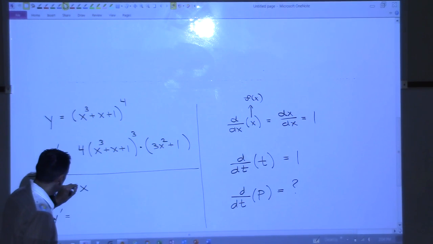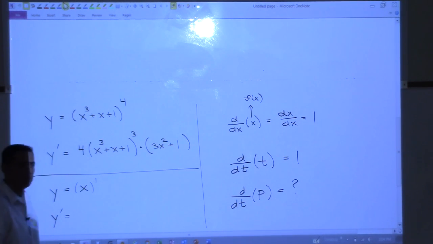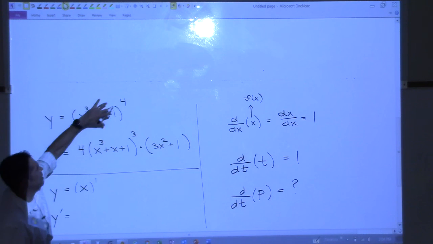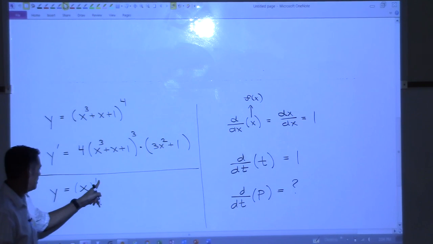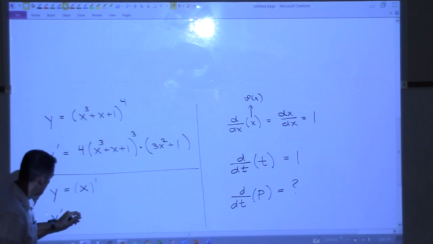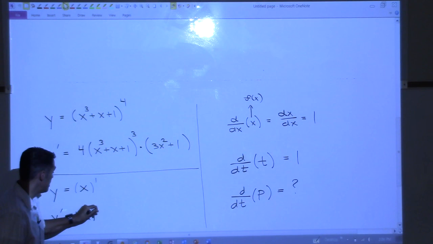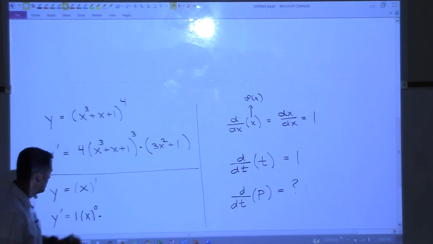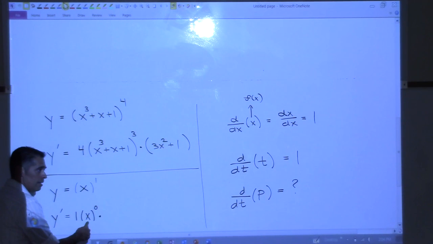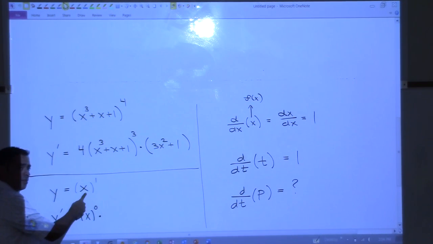Do you all agree that this is x to the 1st power? So kind of like we have something to a power here. Let's try the chain rule on this and see what happens. If we did the chain rule here, what would happen? 1 would come down, x to the 0 because you would subtract 1, right? And then times the derivative of what's in here. And the derivative of that is 1.